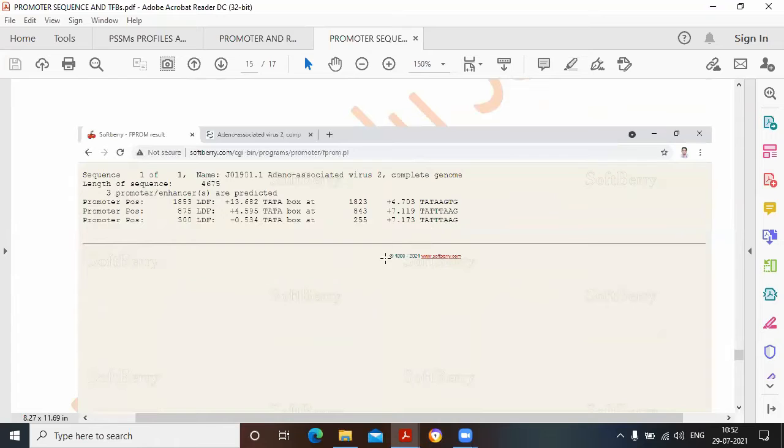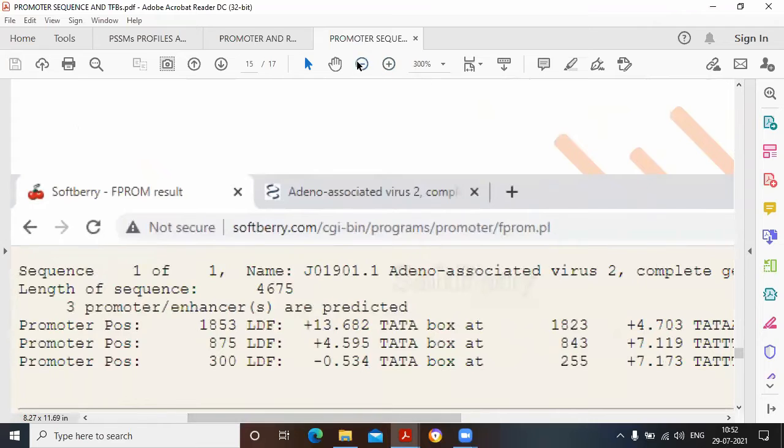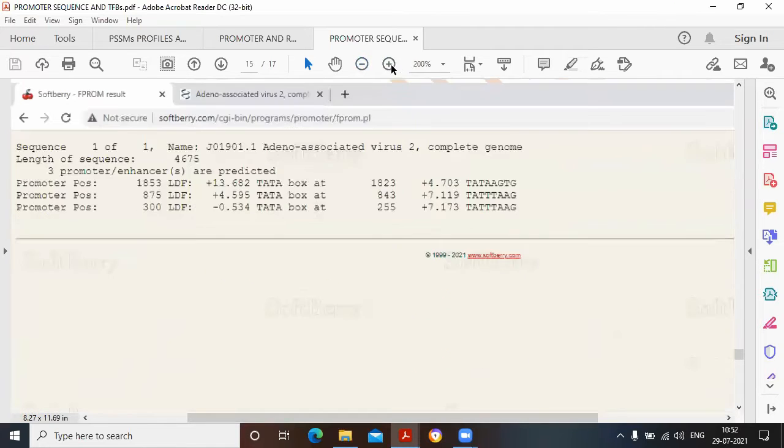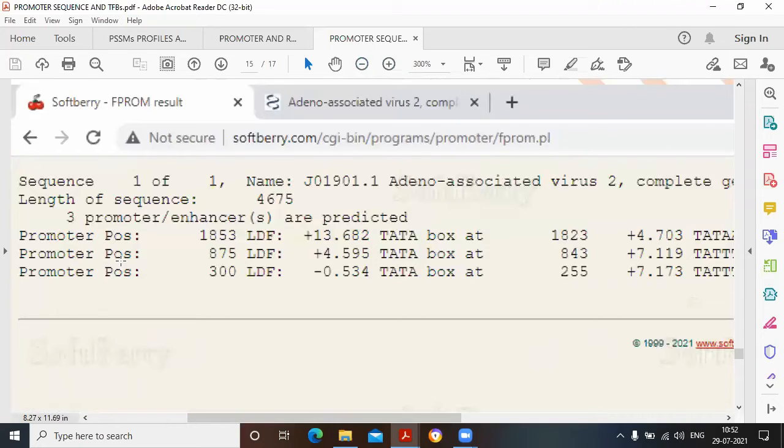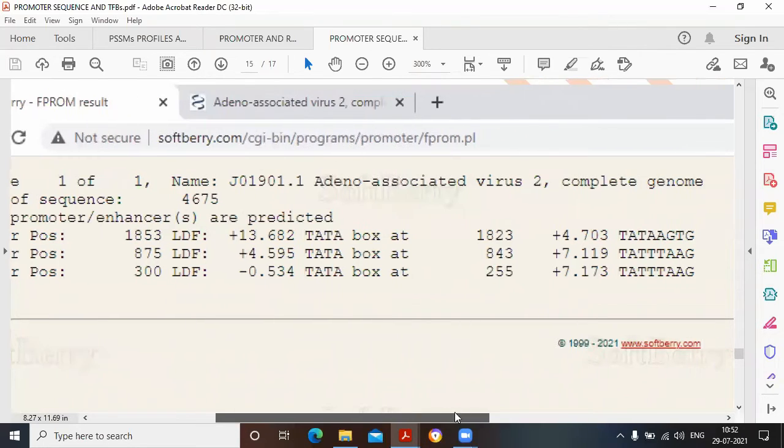Immediately you are going to get this result. Fine. And what is it indicating? Let me zoom in. First, the promoter position is mentioned. They have mentioned the sequence and the total length of the sequence, and three promoter or enhancer parts they have predicted. The position is 1853, an exact position, and this includes the enhancer part they have predicted, and the exact promoter sequence, TATAGTG, is present from position 1823.